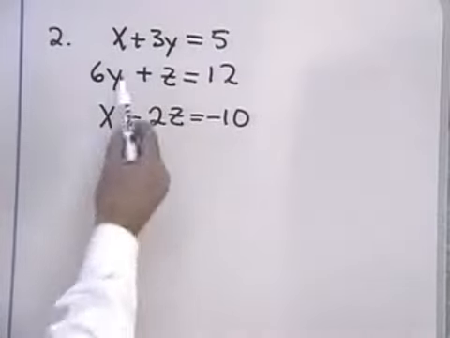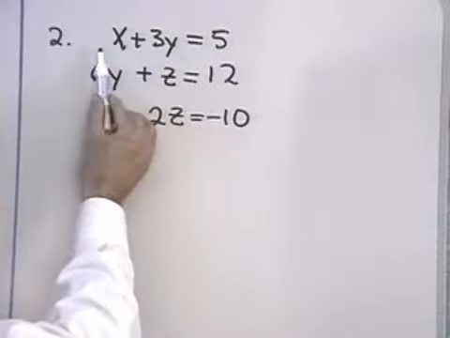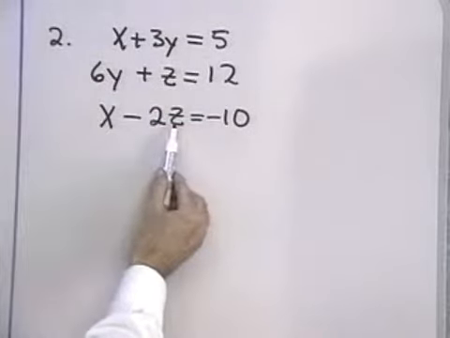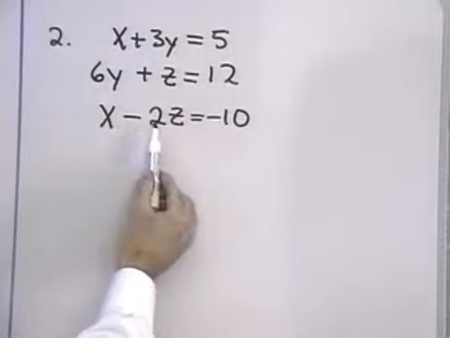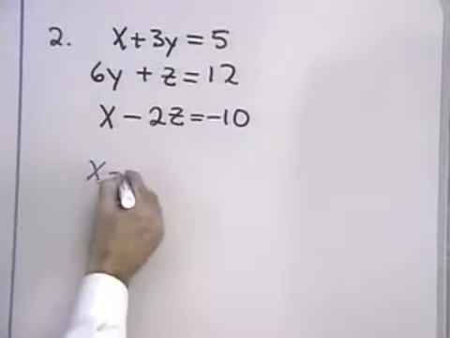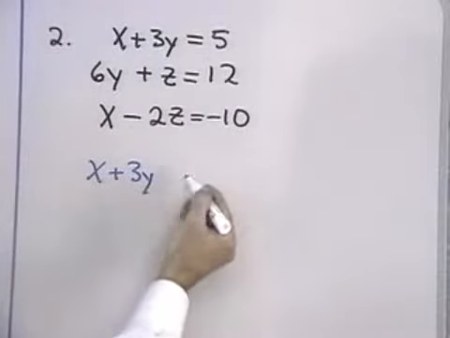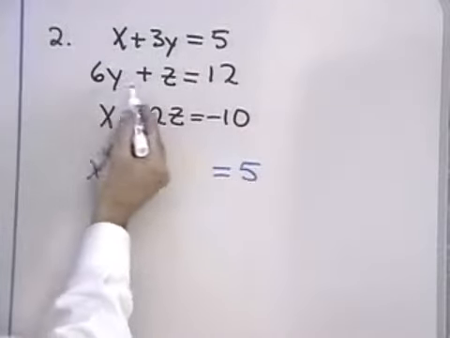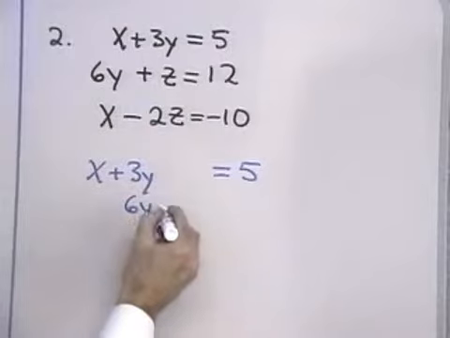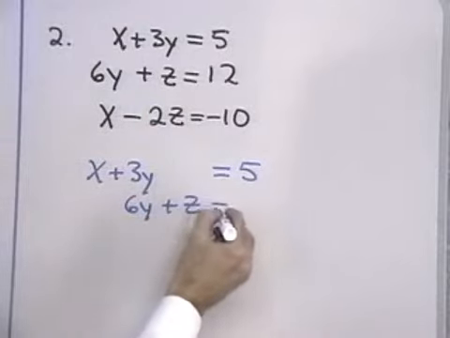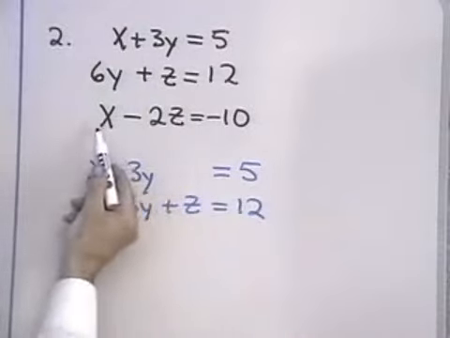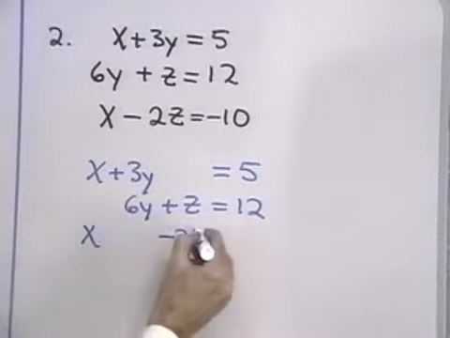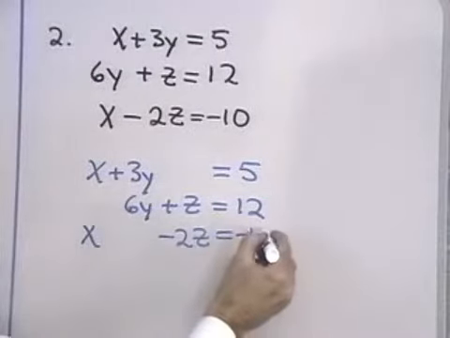Notice in this system of equations right here, z has been eliminated from this equation. There's no x in this one, and there's no y in this one. I think it's easiest to solve the system if we rewrite it this way. X plus 3y, then we'll leave room for where z goes, is equal to 5. 6y plus z is equal to 12. And then x minus 2z is equal to negative 10.